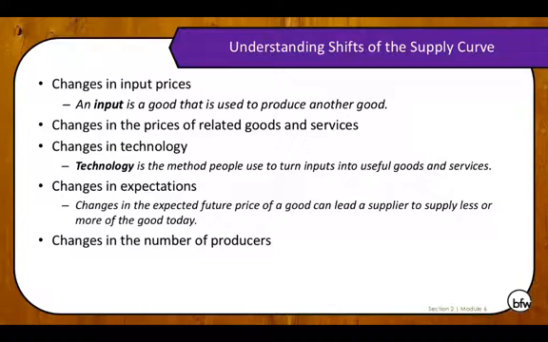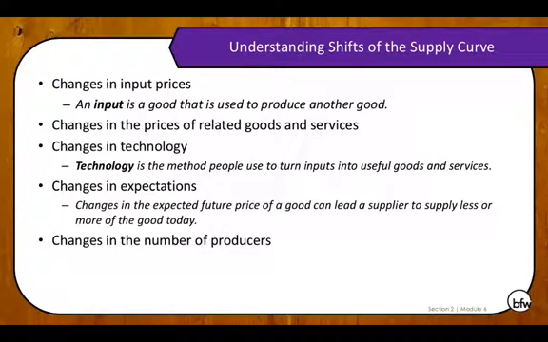So an example of a change in technology might be looking at whether or not genetically improved seeds will increase the supply of corn. Because when we develop new technology to produce different kinds of genetically modified seeds, that could lead to an increase in the supply of corn because you can produce more corn per acre. So technology is the method that people use to turn inputs into useful goods and services. So anytime we improve the methods that we use to turn inputs into useful goods and services, we lower the cost of producing that good, and that induces suppliers to supply more of something.